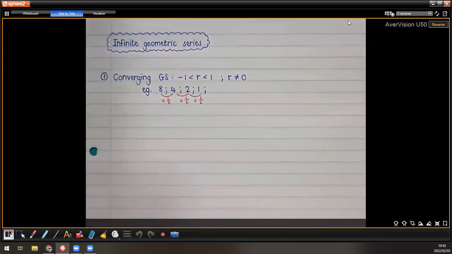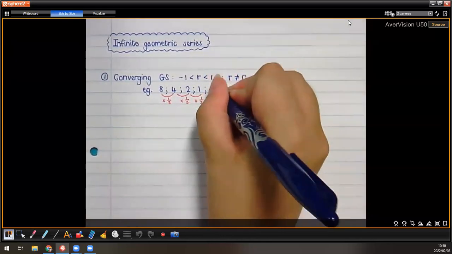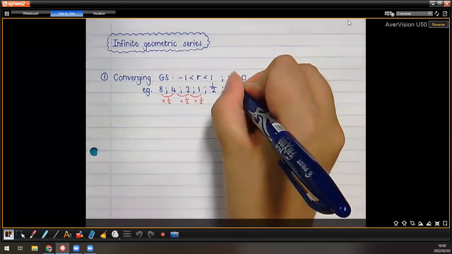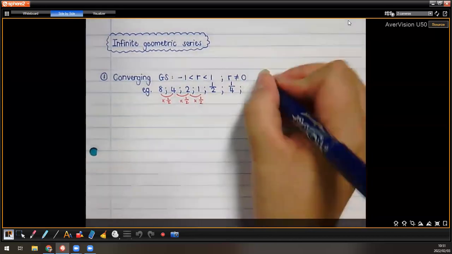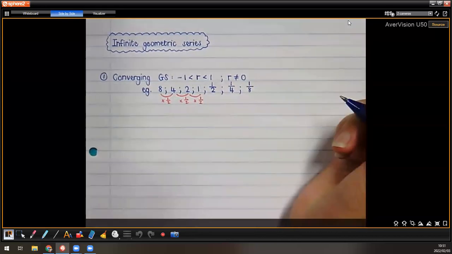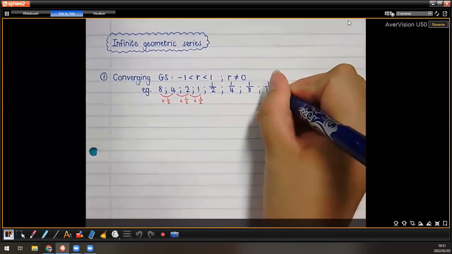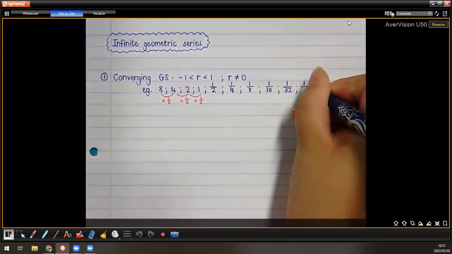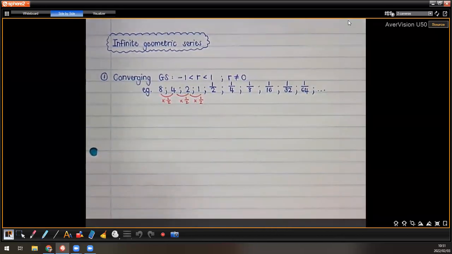So guys, let's continue this pattern. What will the next term be? What's 1 times a half? A half. What's the next term? A half times a half is a quarter. The next one? 1/8. I'm multiplying by a half each time, right? The next one? 1/16. Then 1/32. 1/64. And so on. All right, we can keep going.